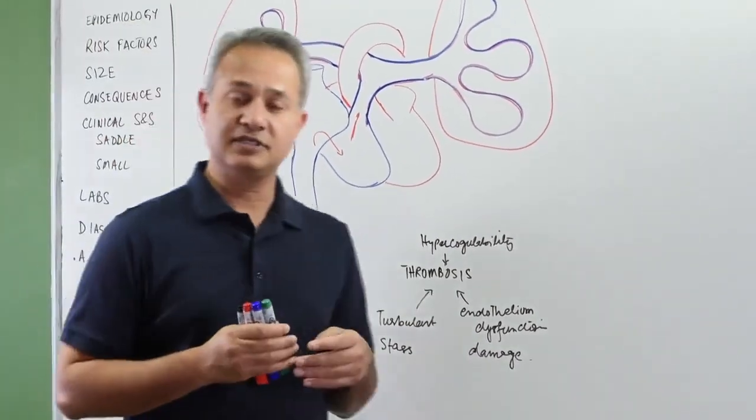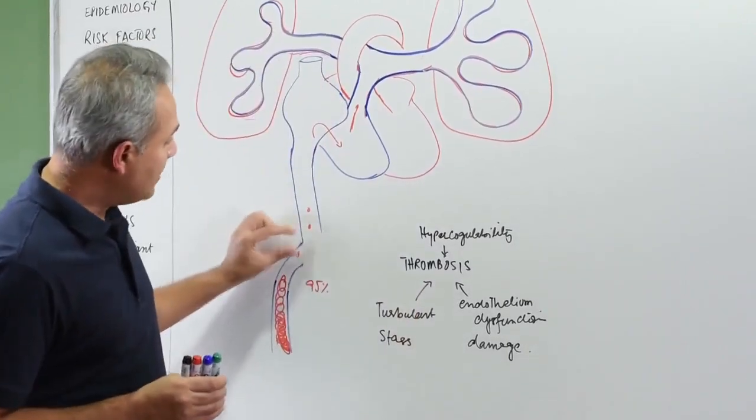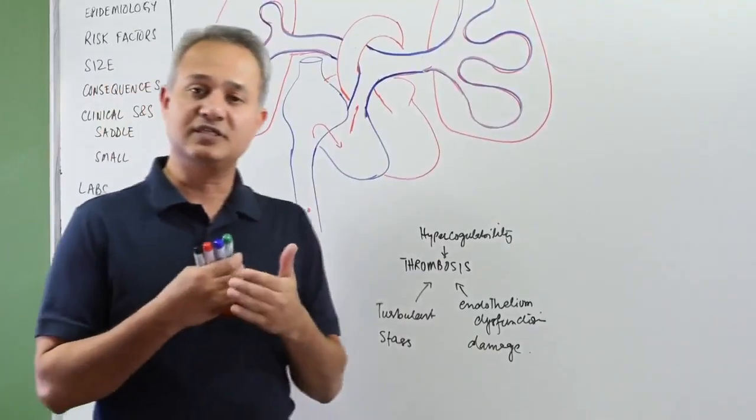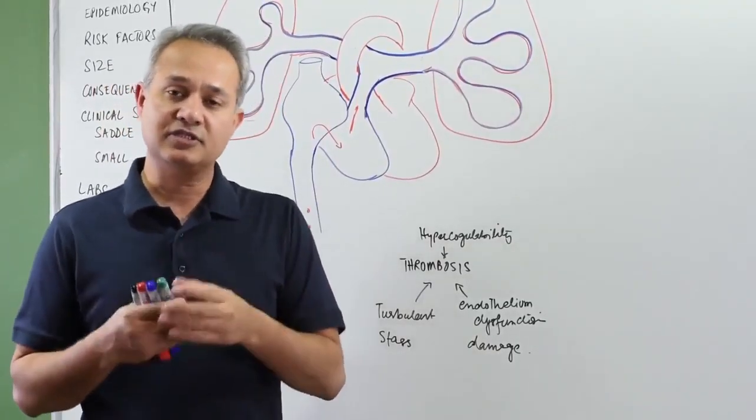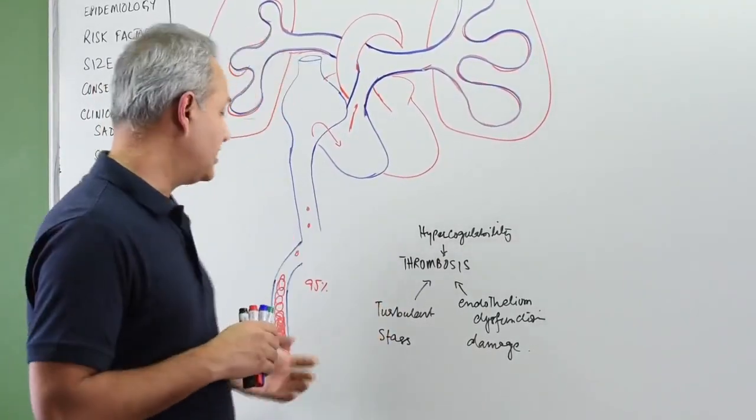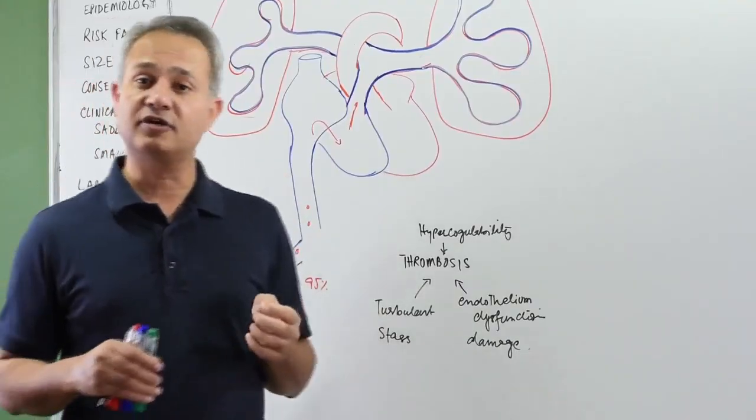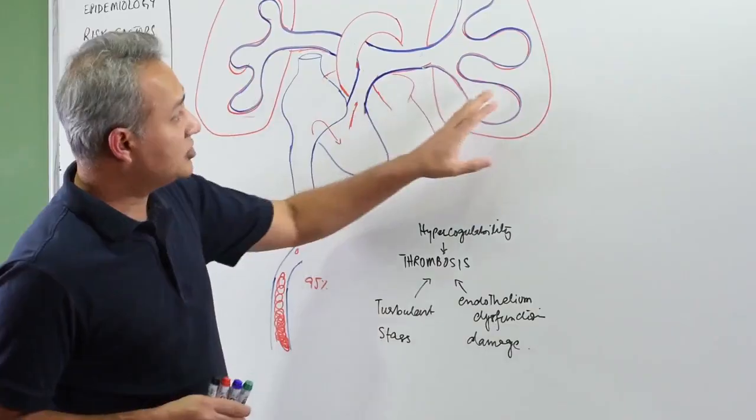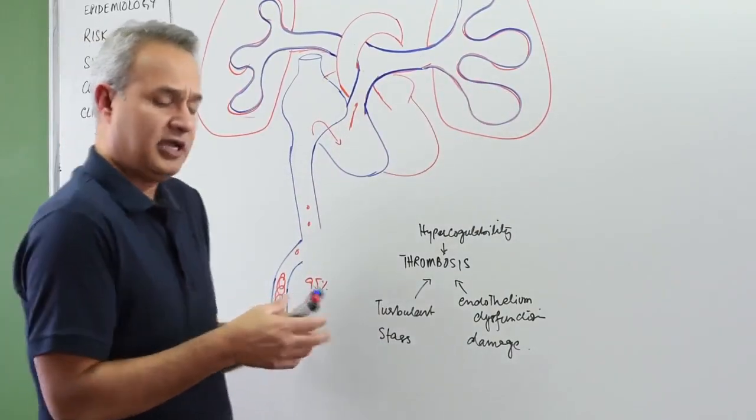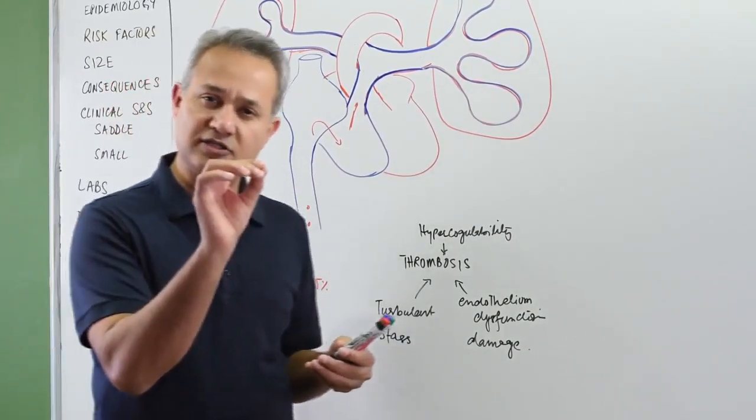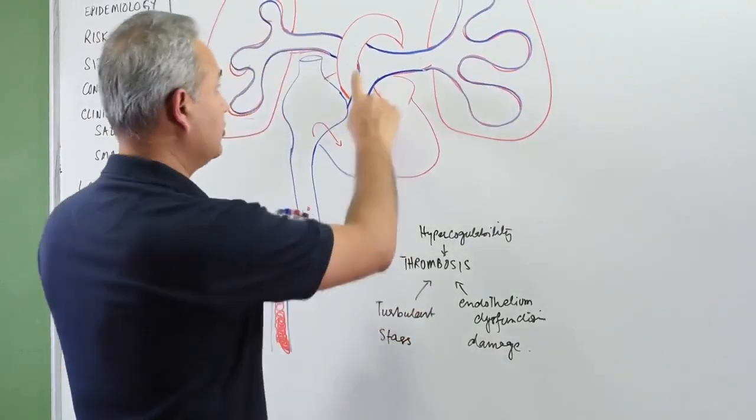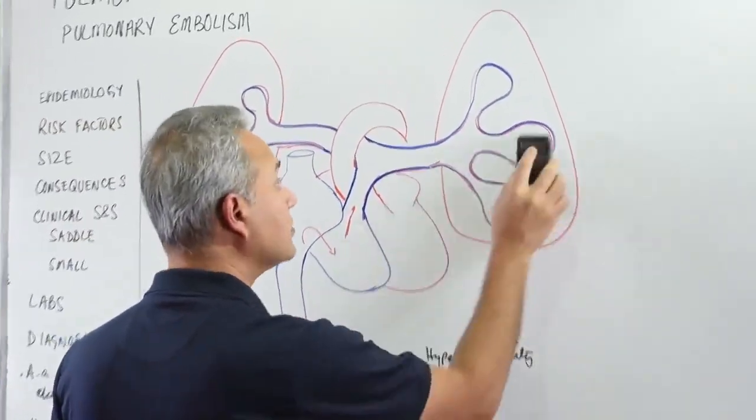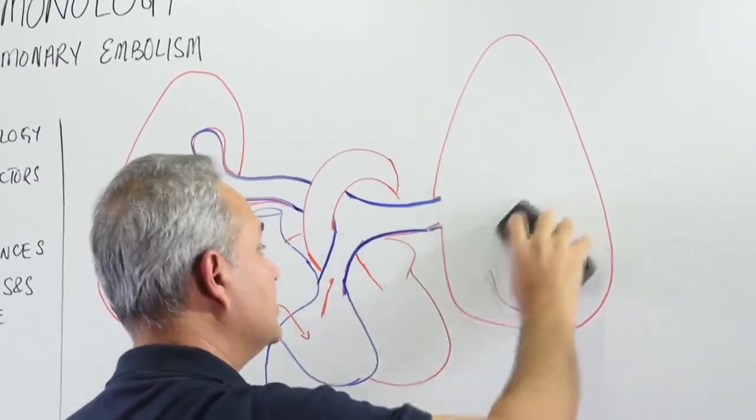Now, the size of the embolus that travels and reaches the lungs determines the consequences of it. Many times patients are actually having a shower of very small emboli that reach the lungs, and they actually have no consequence. They are so small, they get lodged somewhere in a blood vessel in the pulmonary artery. Actually, I should not draw it like this.